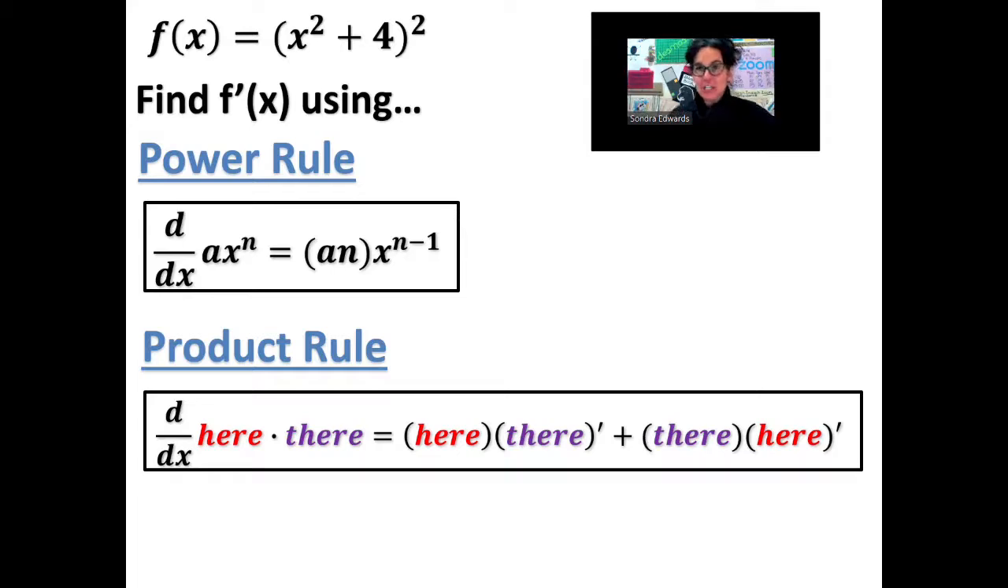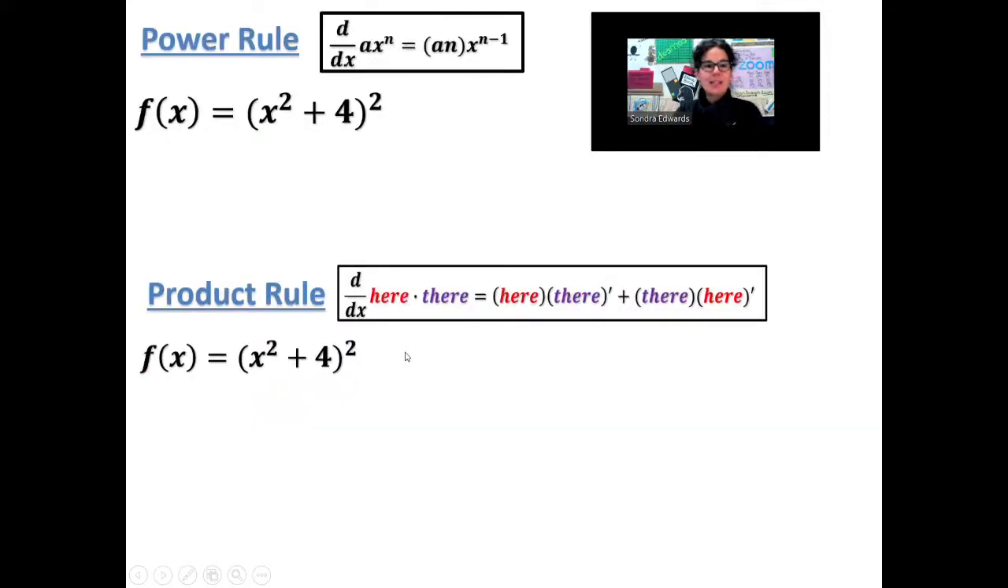Today we are going to learn the chain rule. But before we jump to the chain rule, let's go ahead and quickly review a couple of ways that we may have found the derivative of this given f of x. We may have used the power rule, or perhaps the product rule. Let's take a look at it with the power rule.